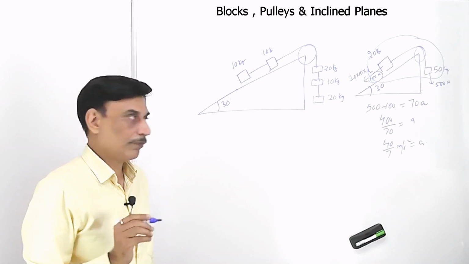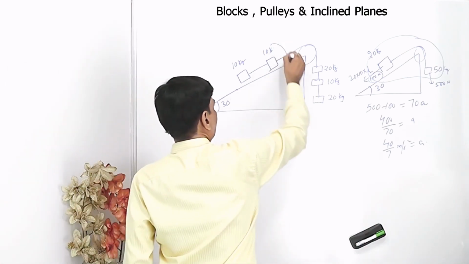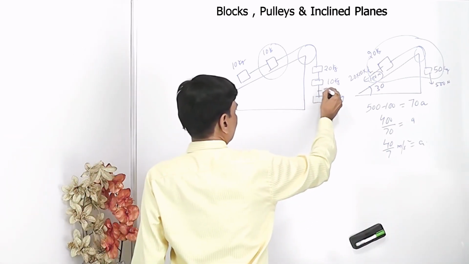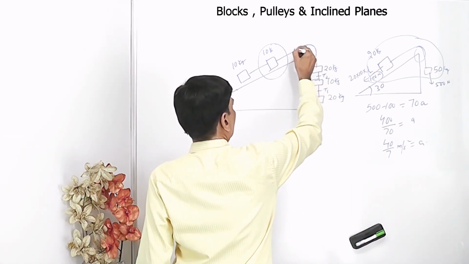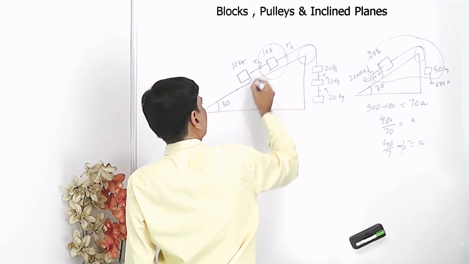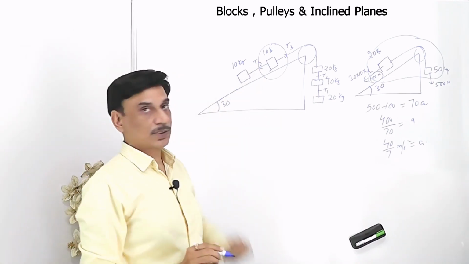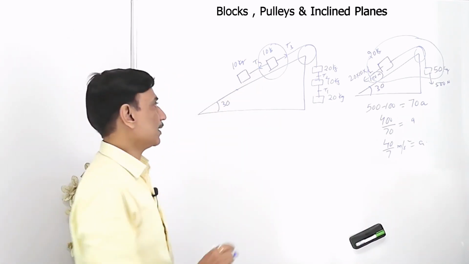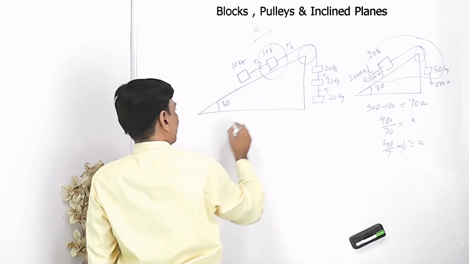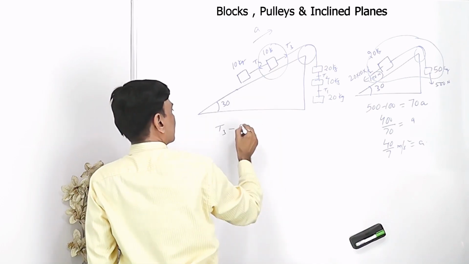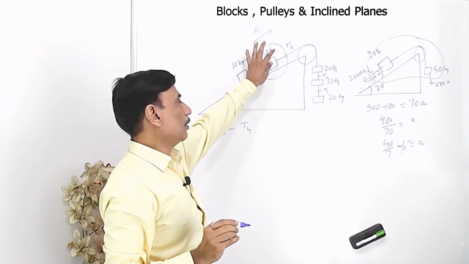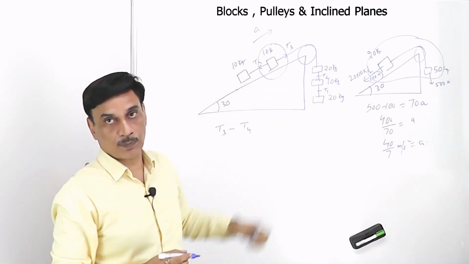If you have to draw the force diagram for this block, and we have taken tensions T1, T2 in this string, T3 in this string, and T4 in this string, then the equation for this is where generally students make mistakes. This will accelerate this way, so T3 minus T4. In addition to that, we are now just talking about the force diagram of this block.